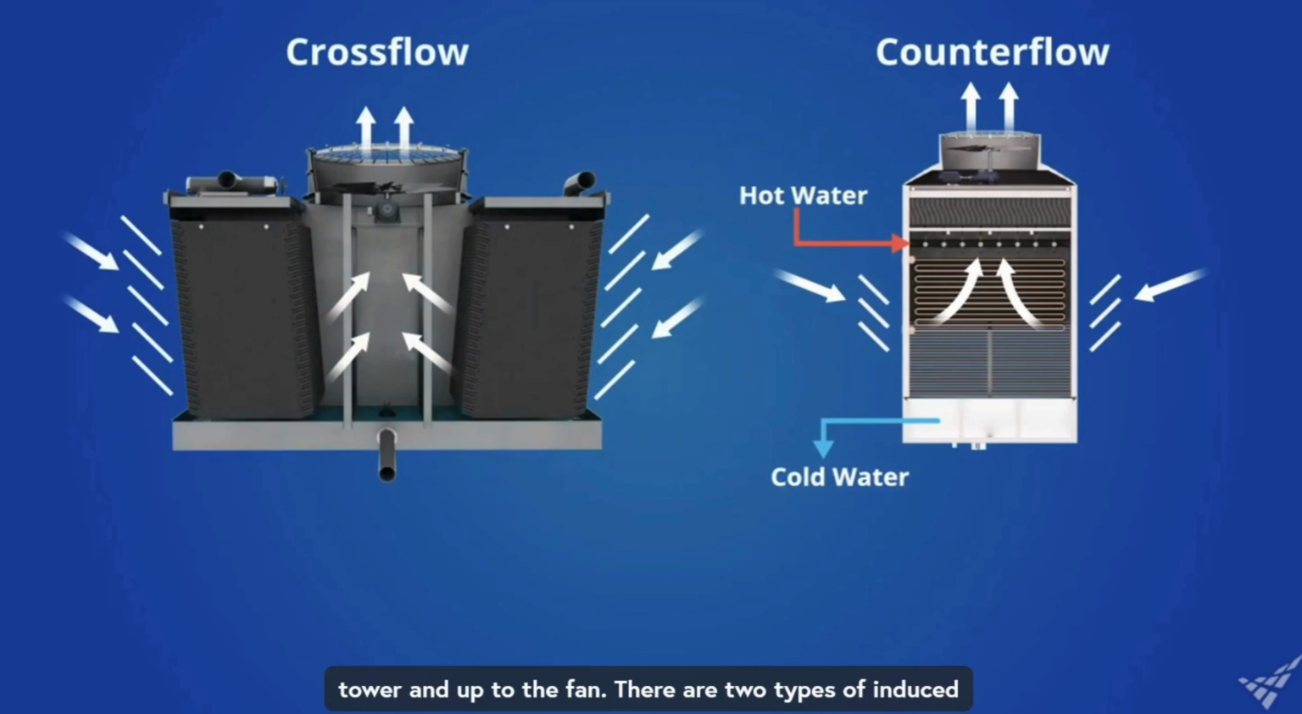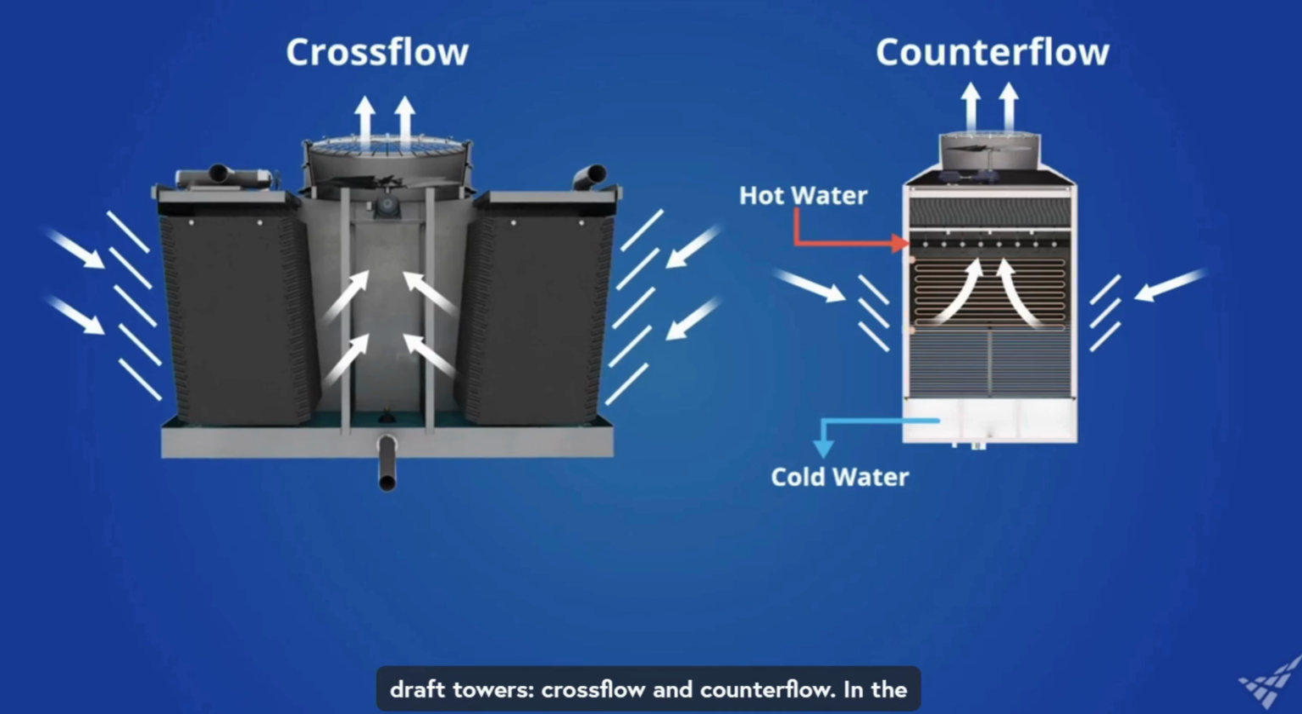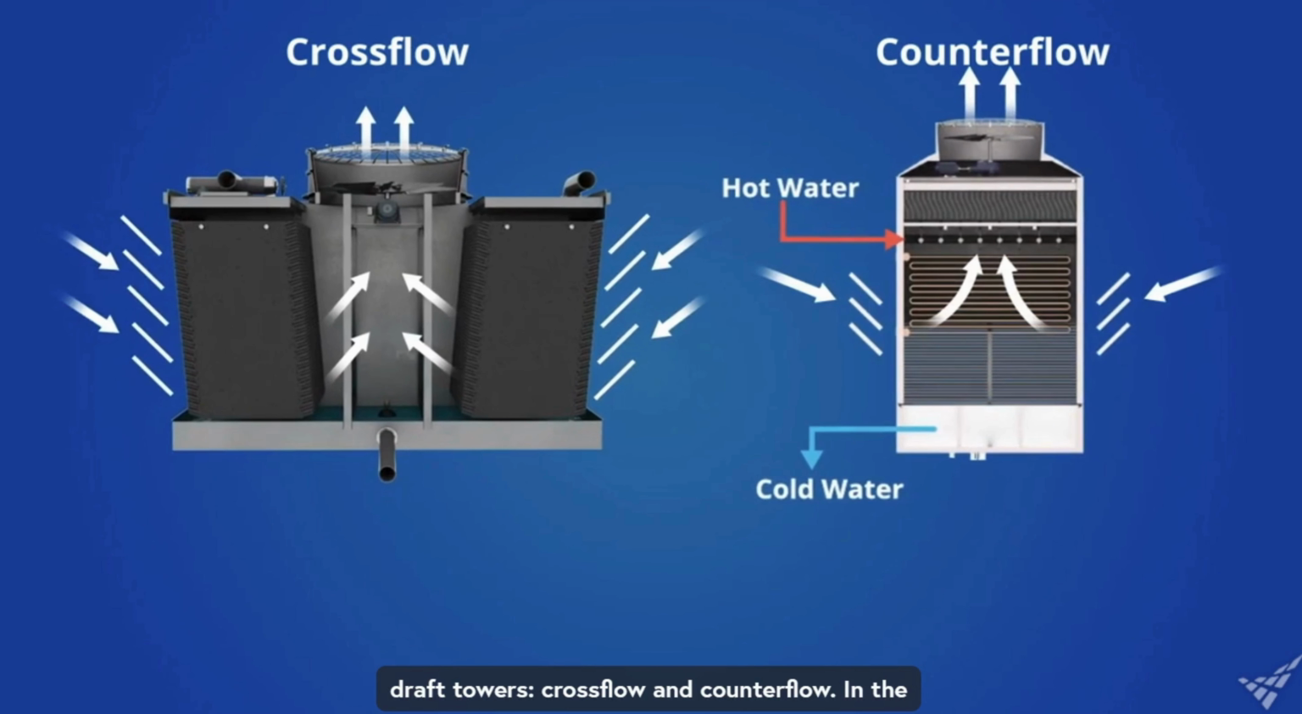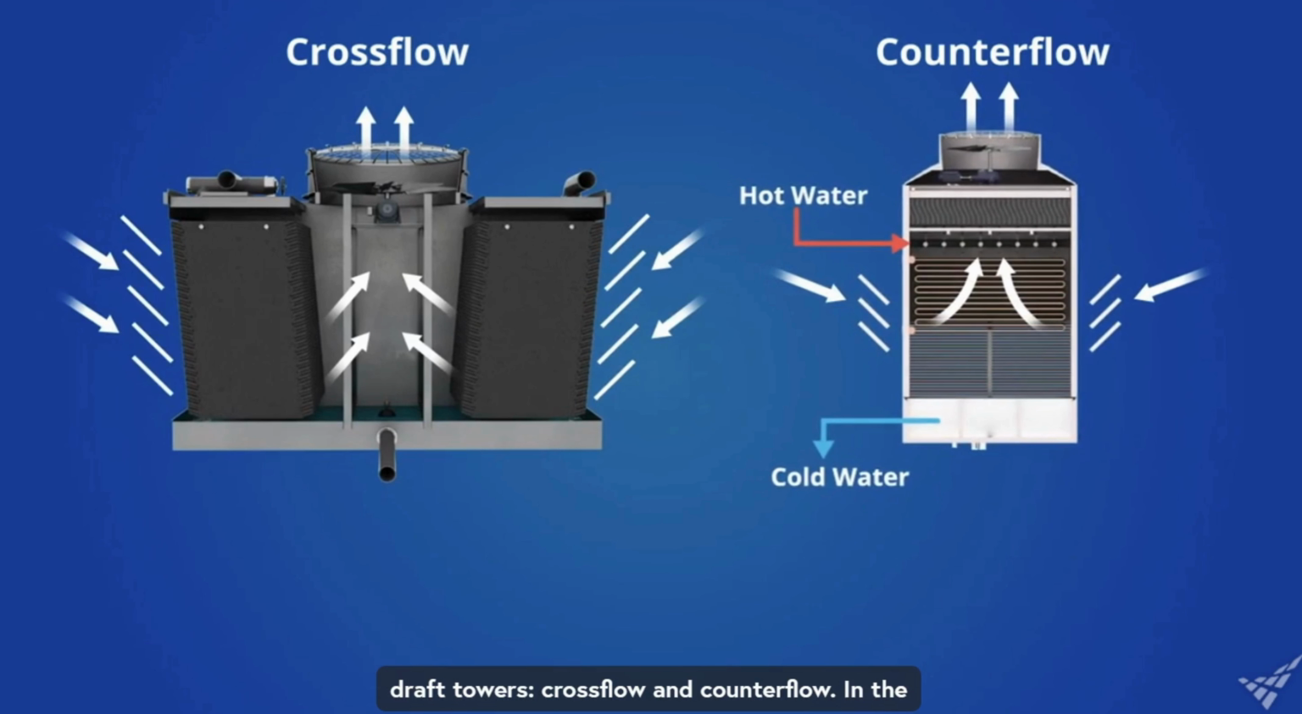There are two types of induced draft towers: cross-flow and counterflow. In the cross-flow type, the walls of the tower are made up of fill. Water overflows from a gravity feed system down over the fill, and air is drawn horizontally across the fill and then out the top of the tower.